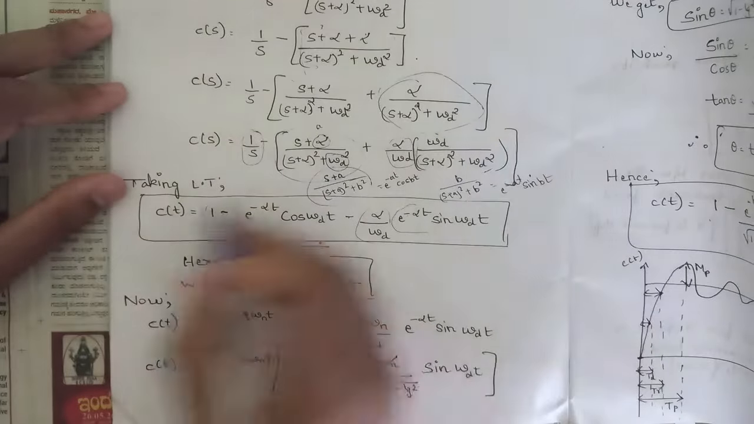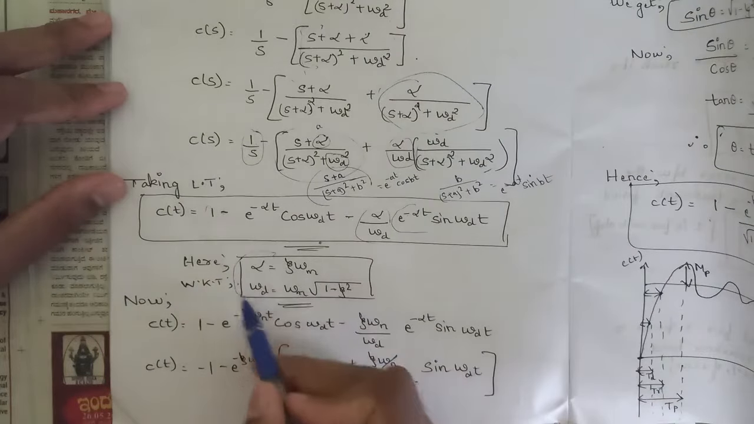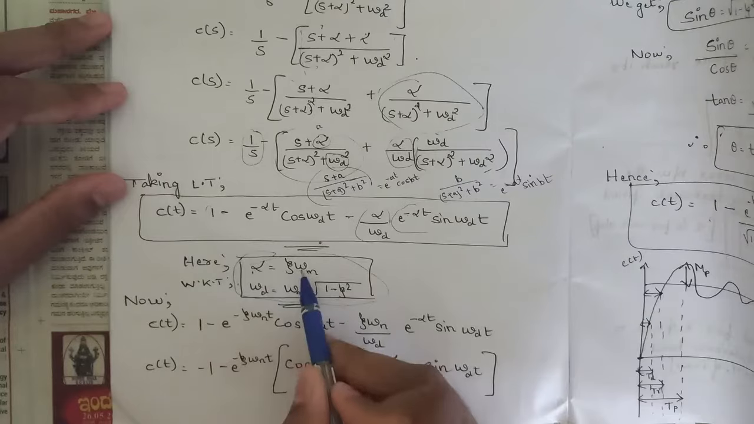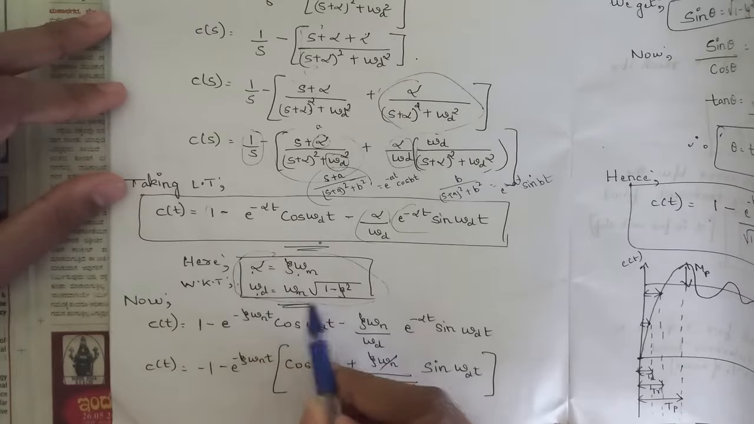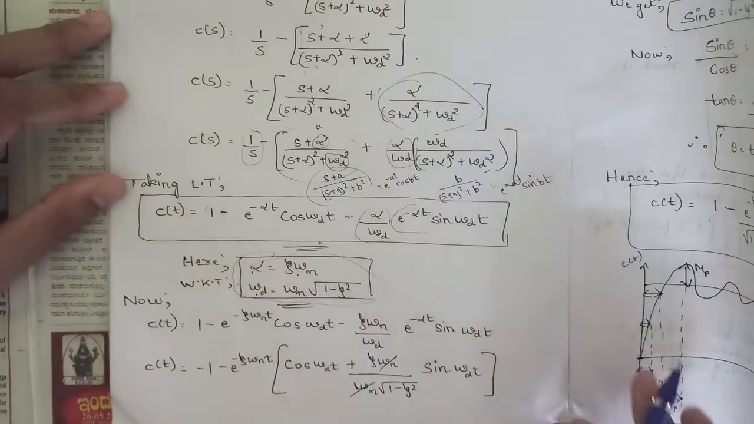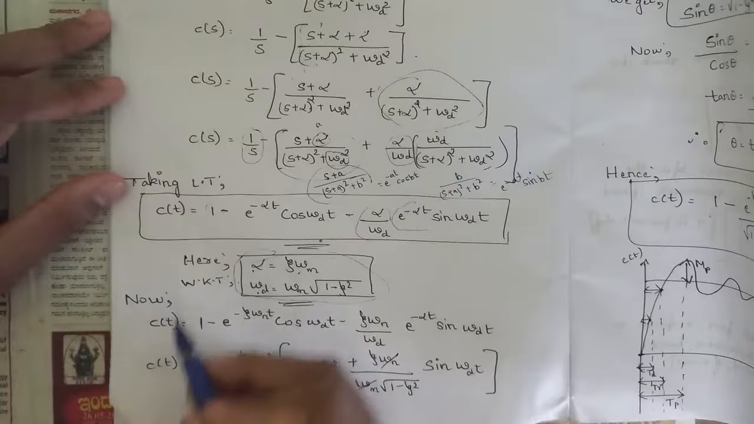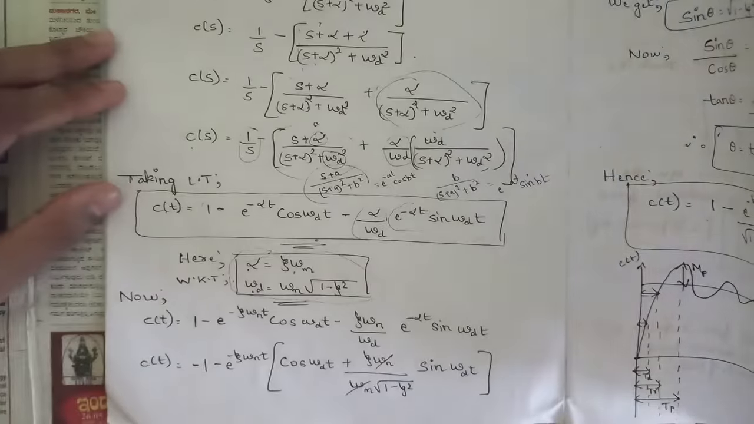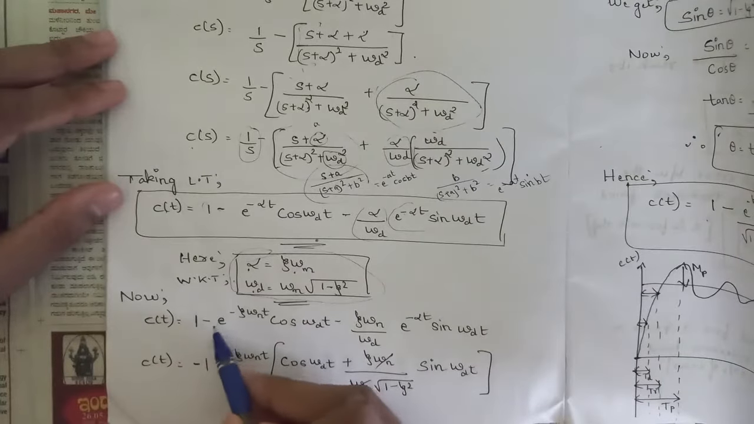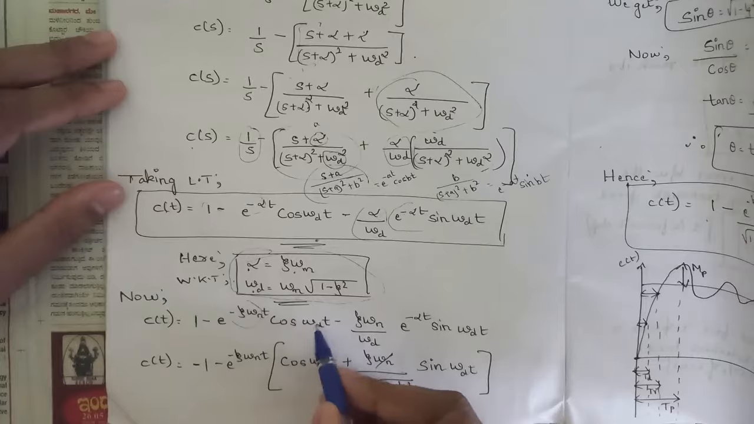Again put this in a box and make this an equation. But here again take the assumed values, that is alpha is equal to zeta omega n, and omega d is equal to omega n into square root of 1 minus zeta square. So substitute back these two terms in this equation again. So c of s is turned into c of t now, since we have taken the Laplace transform. So c of t is equal to 1 minus e to the power minus zeta omega nt cos omega dt. In place of alpha I have written zeta omega n.